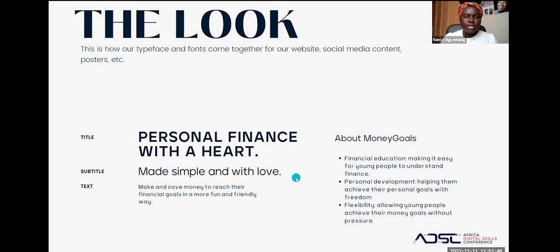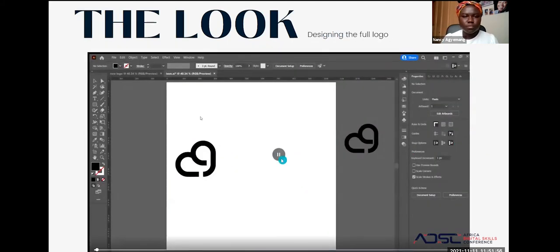When choosing a font, you don't have to choose too many. You don't have to use so many of them. One or two is always fine. So now what we want to do is design the full logo. We want to include our typography with the icon that we have.